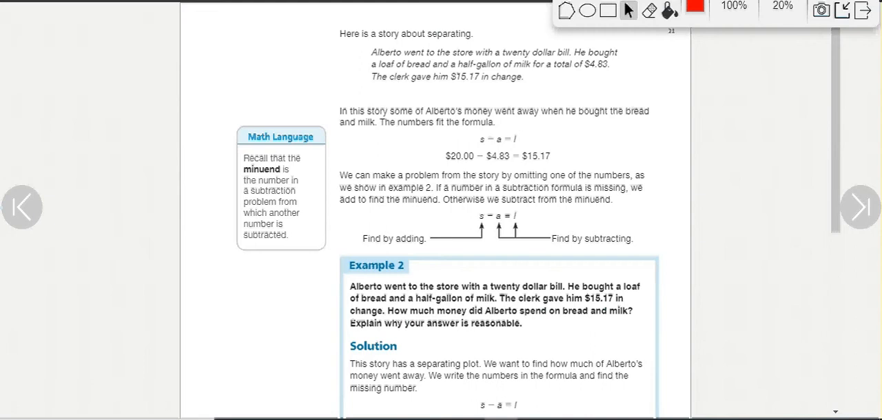Here is a story about separating or subtracting. Alberto went to the store with a $20 bill. He bought a loaf of bread and a half-gallon of milk for a total of $4.83. The clerk gave him $15.17 in change. Sum and then some went away, right? So s take away equals what's left. He had 20 bucks, takes away the 4.83. He's got 15.17 left. If you're missing one of these numbers, you're actually going to add to solve. And if you're ever missing the answer in a subtraction problem, well, you find the difference, you subtract, right? Just like a normal subtraction problem.